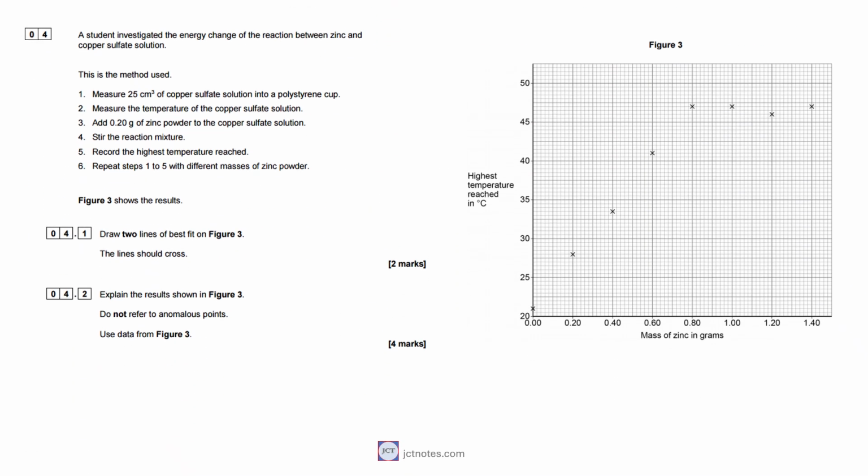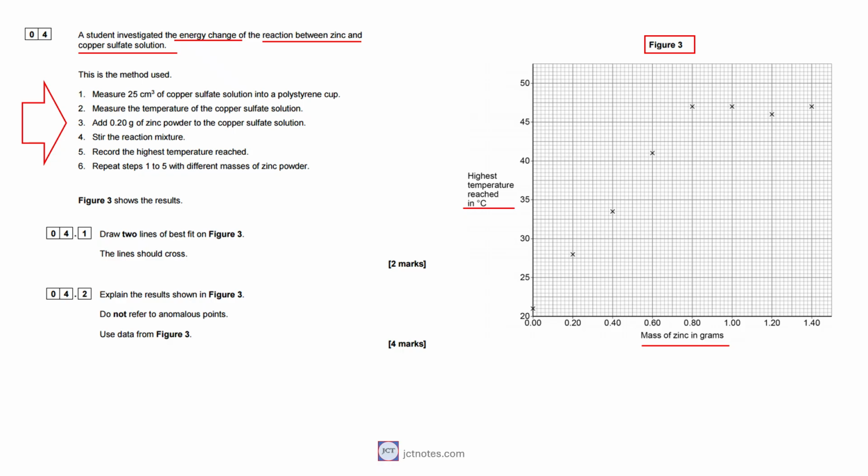Question 4 is a classic question based on the required practical for investigating the energy change in a reaction. Specifically, the reaction between zinc and copper sulfate solution. In the question, a student measured the maximum temperature observed when 25 cubic centimeter portions of copper sulfate solution had zinc added to them. The results are provided in a graph in Figure 3, showing the mass of zinc added on the x-axis, and the highest temperature reached in degrees Celsius on the y-axis.